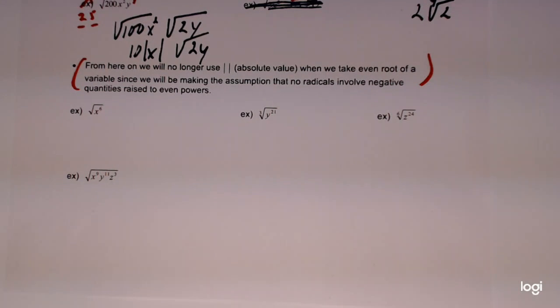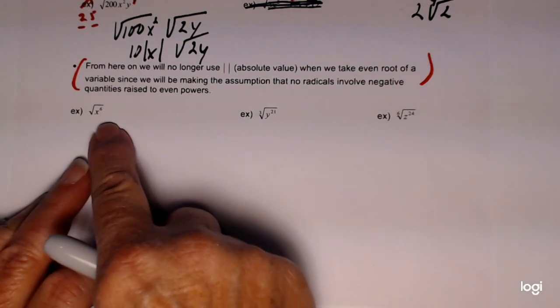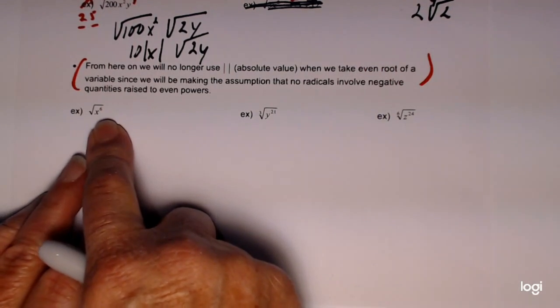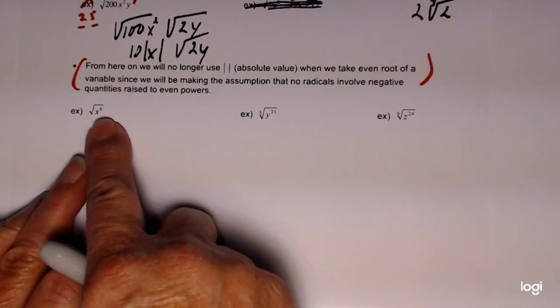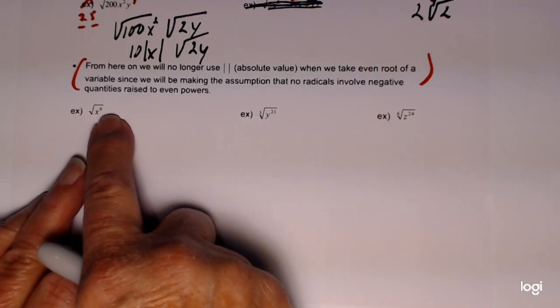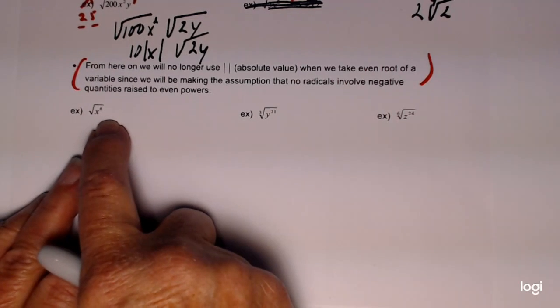So now we're going to make the assumption that that isn't even happening. It's not even a suggestion in our heads. So we don't need those absolute value brackets anymore in our answers. This first example here, we have the square root of x to the 6th. And if you remember in a previous section where we looked at fractional exponents, we could write this as x to the 6th and then to the power of 1/2 and simplify that way.